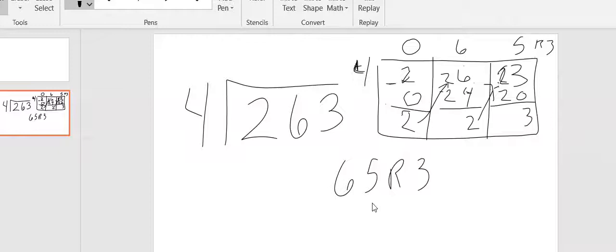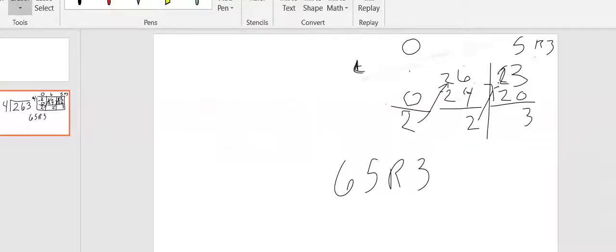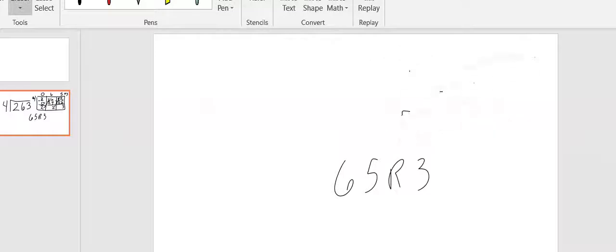How about we try another problem? I'm going to erase this. And we will try another one. See what you guys think. I think I'm going to write it in red, maybe make it brighter. All right. So how about we have our divisor be 6. Our dividend will be 486. All right. So we're going to write that out the same way as we did last time.